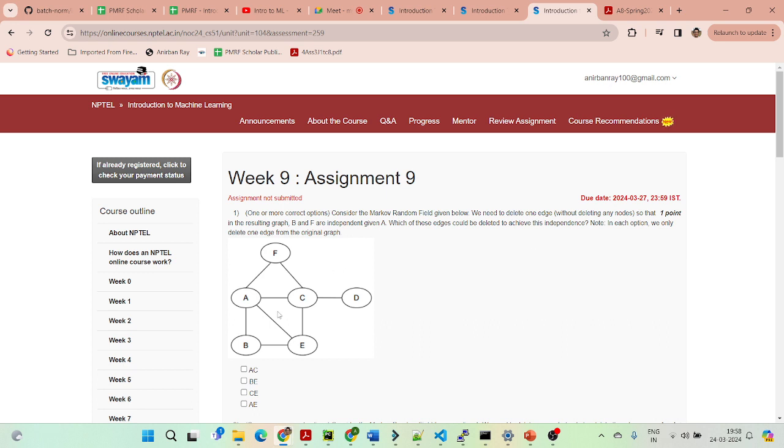So they're talking about removing one edge, okay, so that in the resulting graph B and F are independent given A. B and F are independent given A. As you see, C and E are also connecting nodes here, connecting E, F, and B.